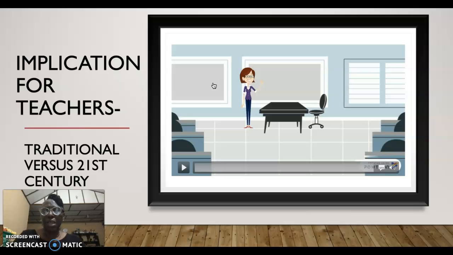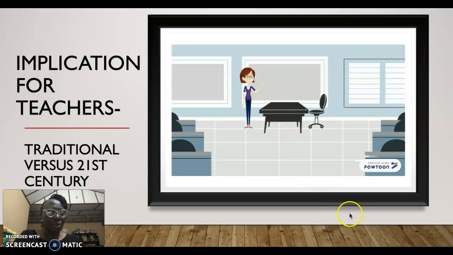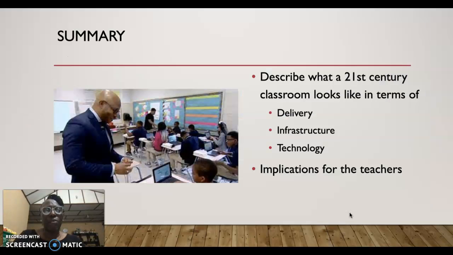Okay, so that's as much as we can take in this class today. Today we have looked at what a 21st century classroom should look like in terms of delivery, infrastructure, and technology, and we will begin on the implications for the teachers by you watching the videos, and then when we come to class next, that's what we'll be discussing.